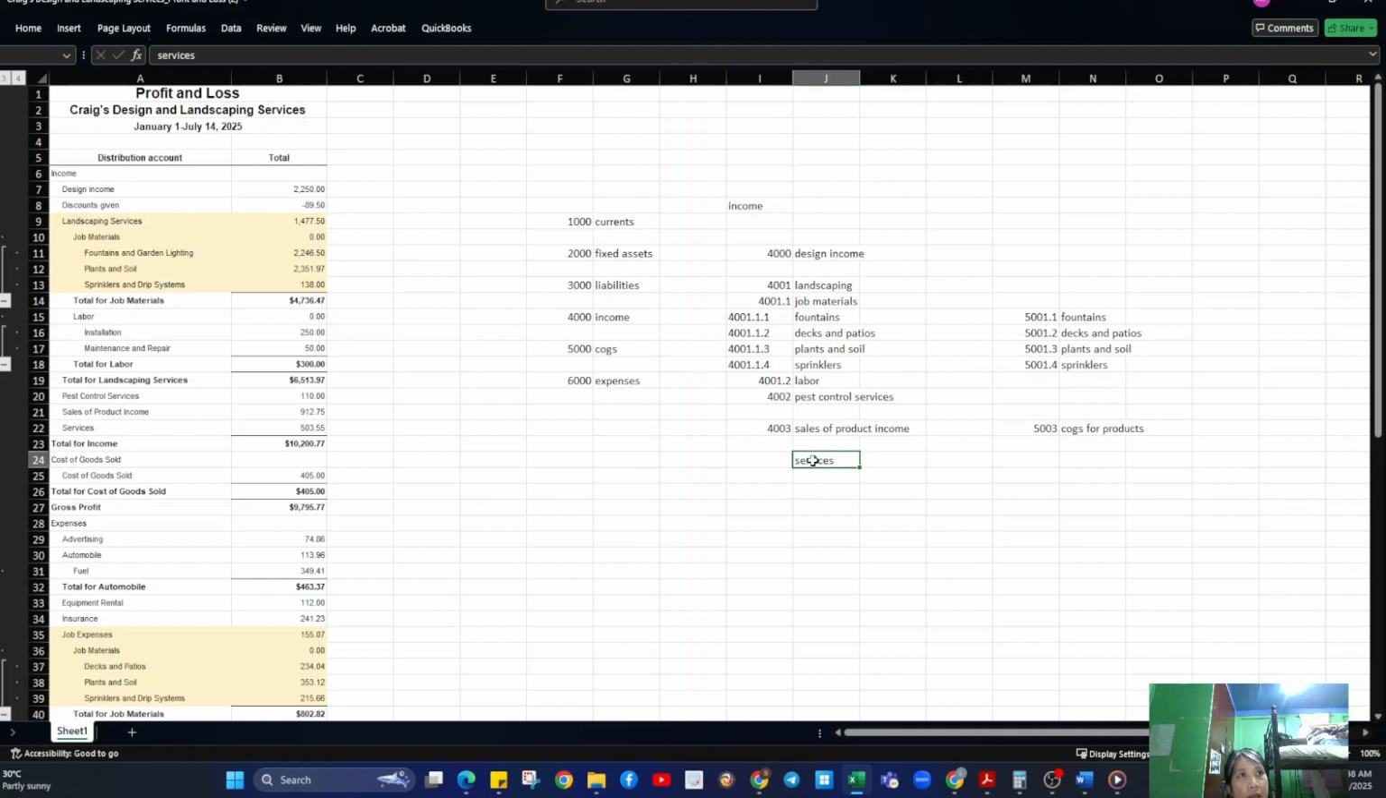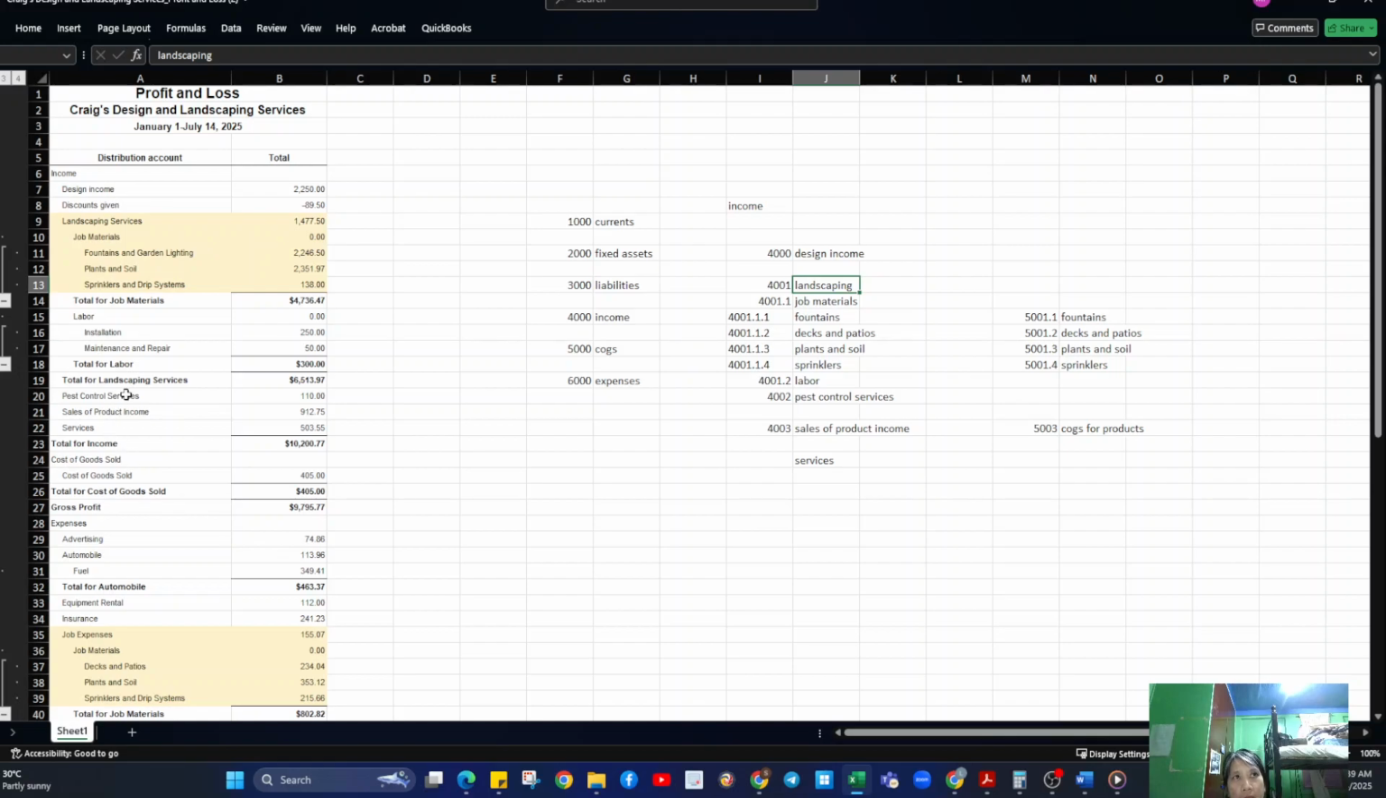And this service is so generic. It has to be identified whether they should fall under either design income or landscaping income. This is really going to confuse the reader. What does this mean? What services does this mean? Because looking into the main activity of the business, it's design and landscaping services. So it makes sense that there's a design income and landscaping services income.